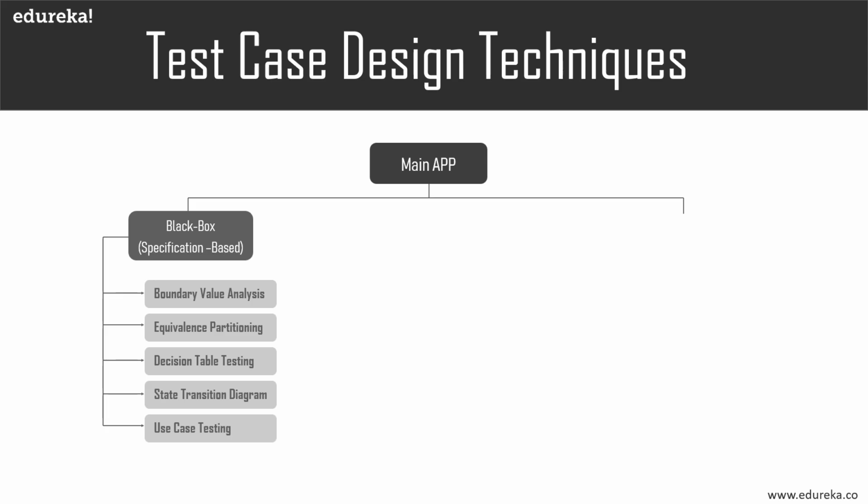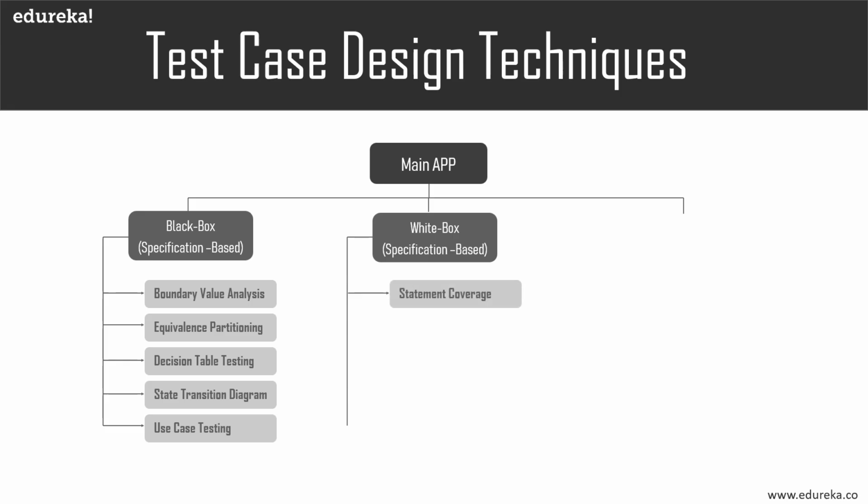Moving on to our next major type, white box or specification based. Here again, we have 5 types. The first one is statement coverage. This technique involves execution of all the executable statements in the source code at least once. Then there is decision coverage. Well, this is also known as branch coverage. It is a testing method in which each one of the possible branches from each decision point is executed at least once to ensure all reachable code is executed.